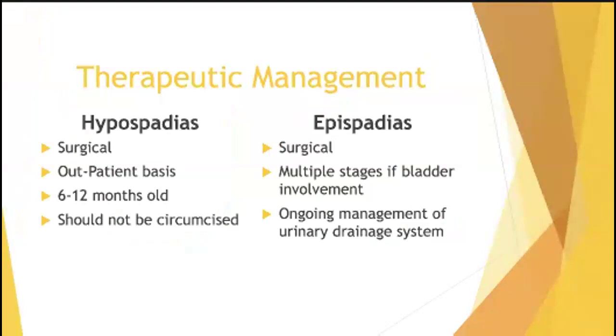It may require staged procedures due to the bladder involvement. So we might start with a bladder neck reconstruction, urethral repair, genitalia repair, then we might need pubic bone closure if needed. If a child with epispadias is going home after surgery, they're going to have a catheter, which would be a urinary drainage system. So when you're thinking about that, just think about all the catheter care that would be required for parent education.